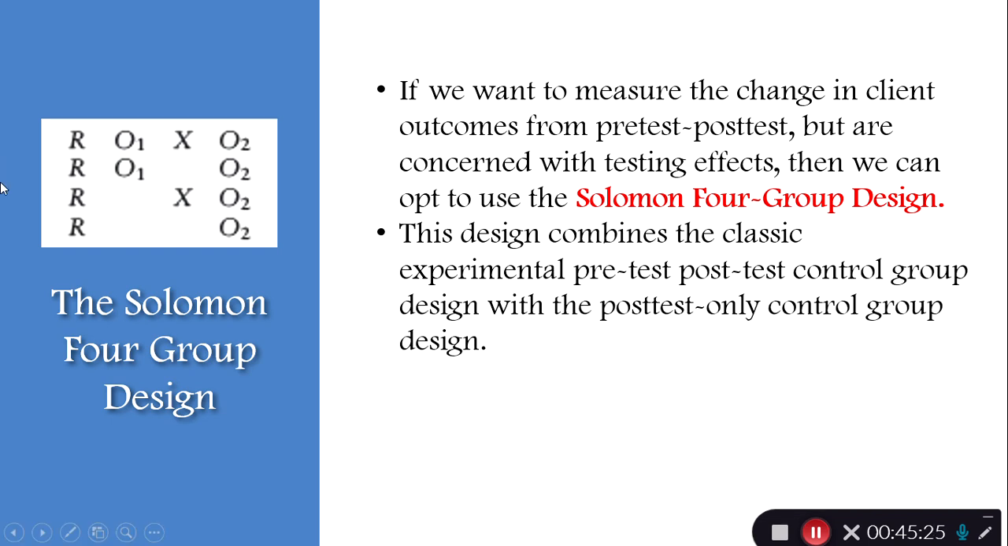So if we draw a line right down the middle of this design, we can see that it is a combination of the pre-test post-test control group design, the classic experimental design, as well as the post-test only design. So it's taking the two designs that we just discussed and putting them together into one design. Okay, so that's essentially the Solomon 4 group design.